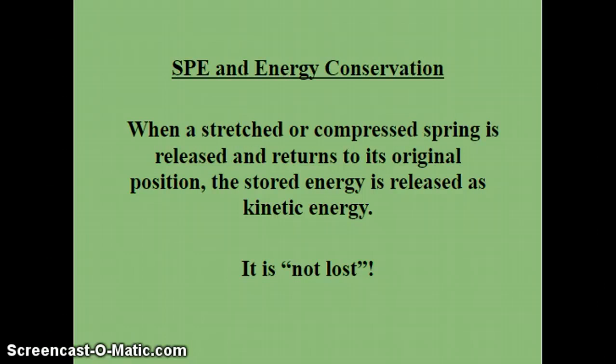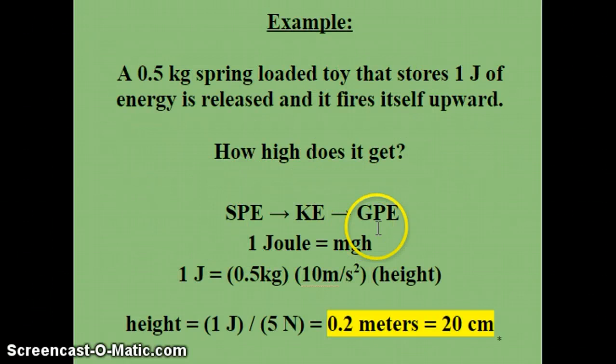Now, when you have a spring that is stretched or compressed, when it's released and returns to its original position, that stored energy is released and turns into kinetic. It's not lost. It just turns into a different form. Here's another example where we can incorporate all 3 types of energy that we have looked at so far. If you've ever seen those little spring-loaded pop-up toys, when you release them, they fire and then rise into the air to a certain height.